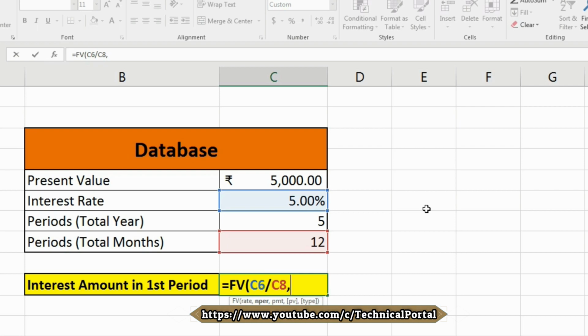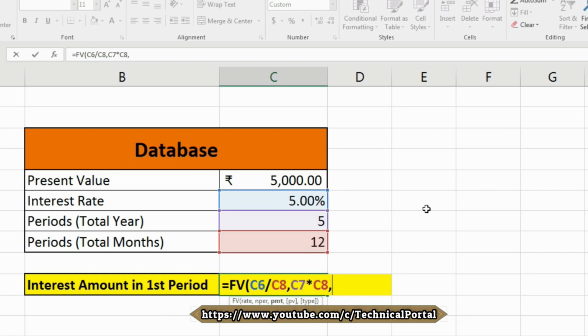Insert a comma, now it is asking for nper. What is nper? Nper is the number of periods we use in the term. How to calculate it? We just need to use this year, that means the period is in years, and multiply it with the months. Insert a comma, now it is asking for payment.